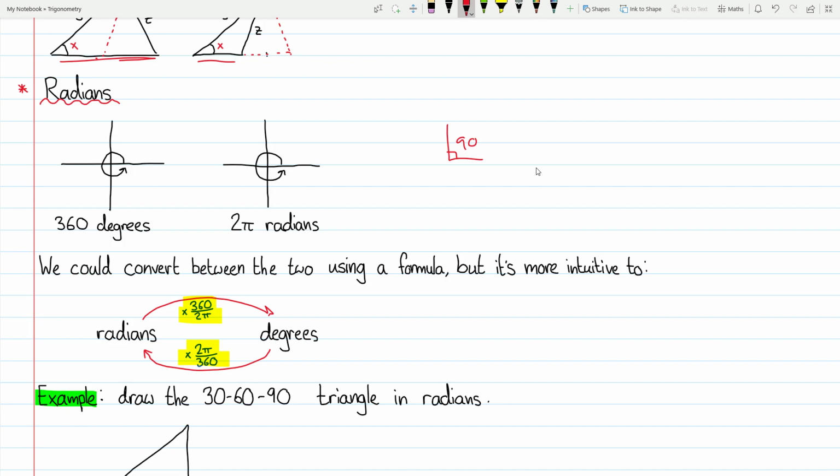But another measurement is, instead of taking a full rotation to be 360 degrees, another unit could be radians, where our full rotation is 2 pi radians.